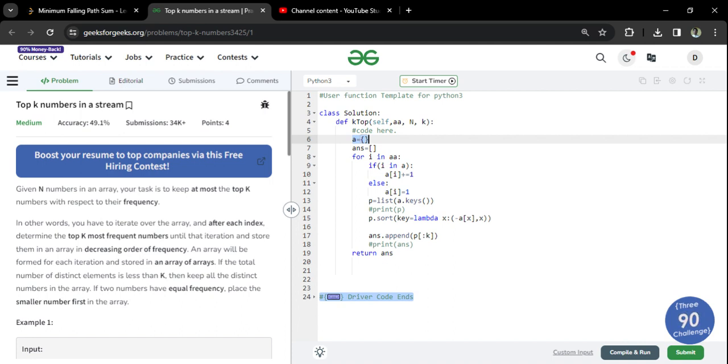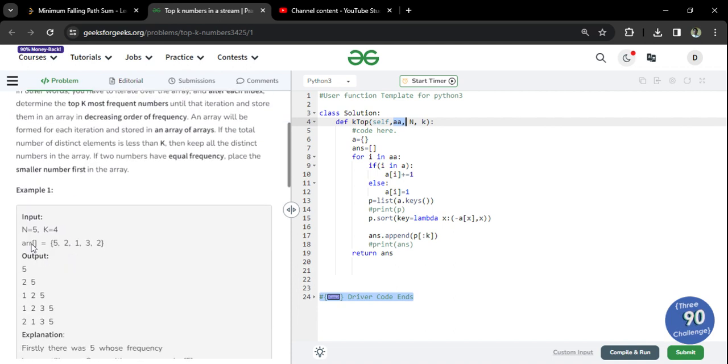So whenever we need to track frequencies, this is the best option we have in Python. And how will I track the frequencies? I will go through each element in the array given to us. This is called ARR, so let me also make it ARR. Yeah, ARR. So I is the element now.